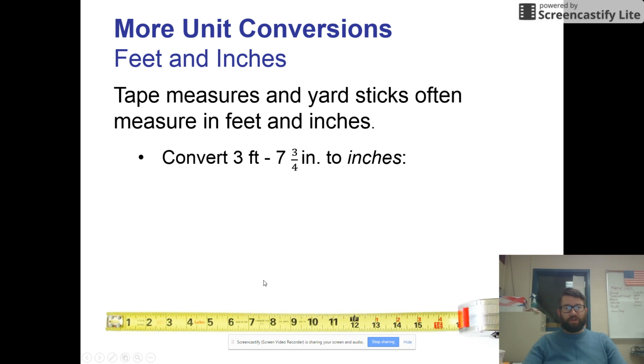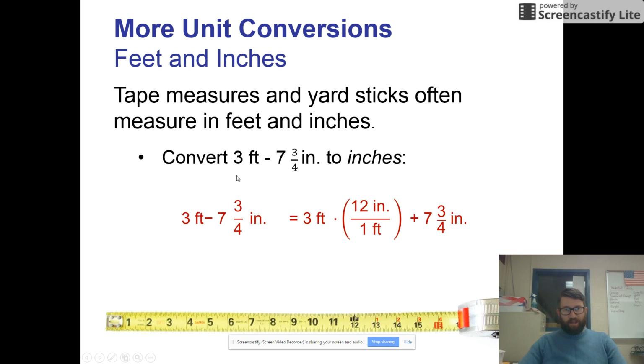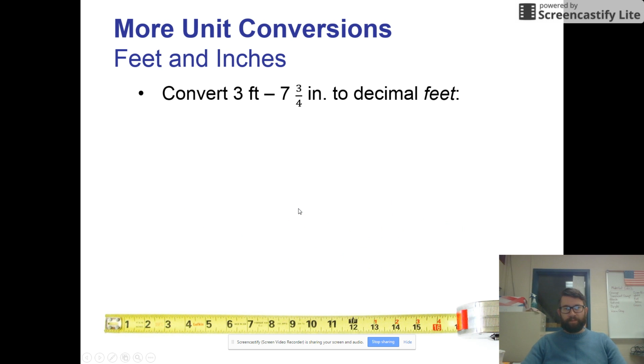So, tape measures and yardsticks often measure things in feet and inches. So if I get something like 3 feet and 7 3/4 inches, if I want to convert that to inches, okay, I'm going to take my 3 feet and I'm going to convert that using my conversion factor of 12 inches equals 1 foot, and then add my 7 3/4 inches onto the end of that. So what you end up with is 36 inches plus 7 3/4, or 43 3/4 inches.